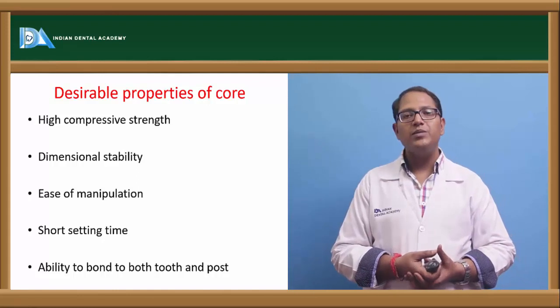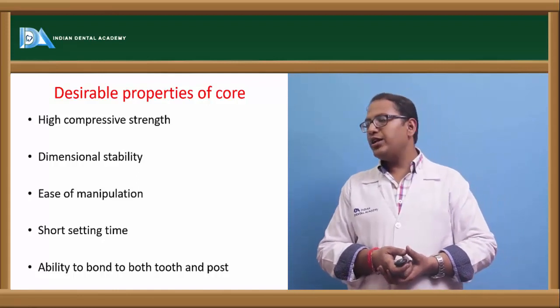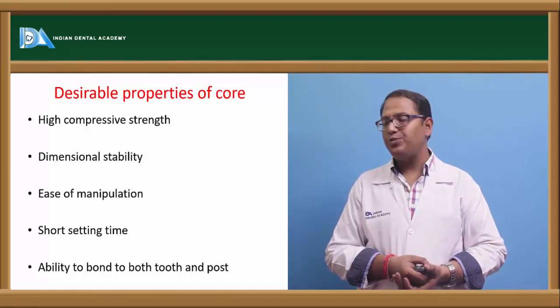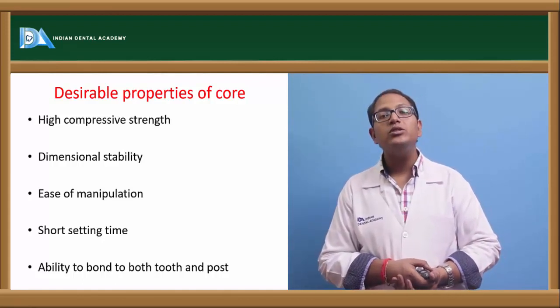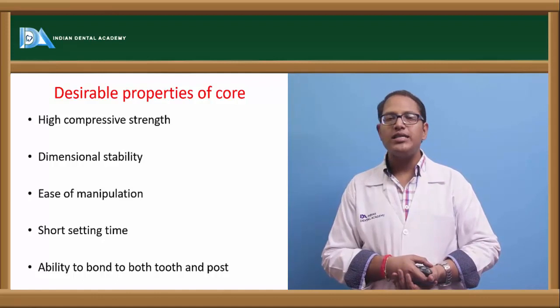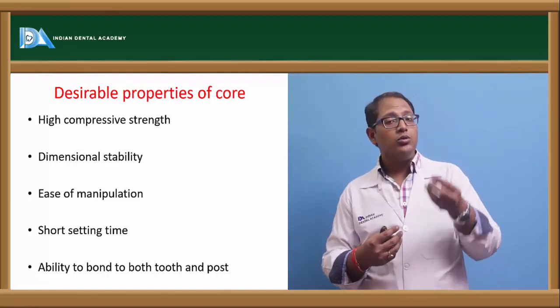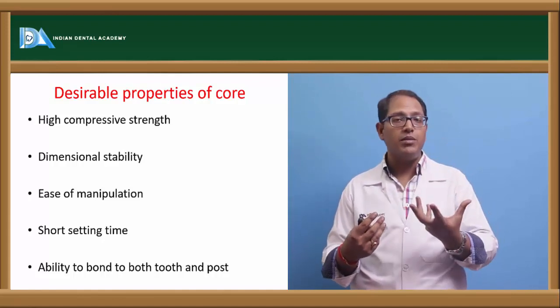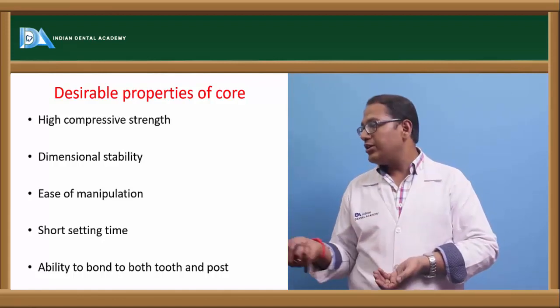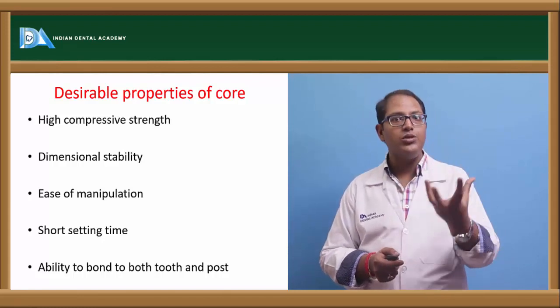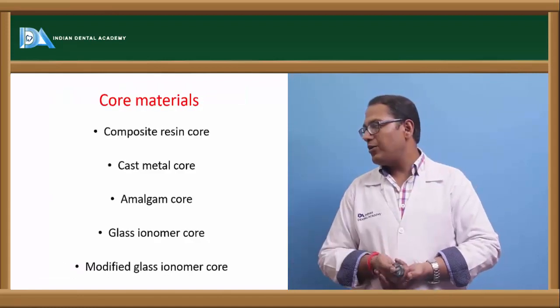Now what are the desirable properties of a core? It should have high compressive strength, dimensional stability should be there, and it should be easy to manipulate. A short setting time is another important thing, because you are doing a direct procedure. If the setting time is too long, the patient has to keep the mouth open for a long time. And the ability to bond with both the tooth and the post. The core has to bond with the post as well as the tooth. So that's another desirable property.